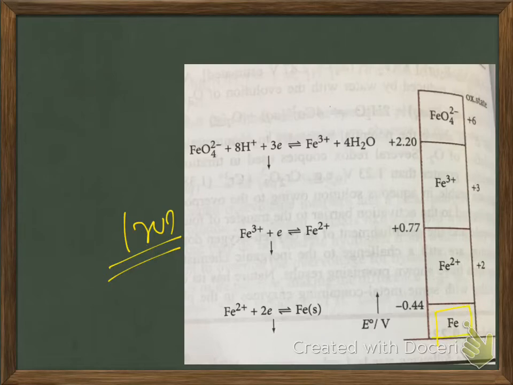Fe, Fe2 plus, Fe3 plus, FeO4 2 minus in the increasing order of oxidation number 0, plus 2, plus 3 and plus 6, and their potentials are also written in the increasing order, starting from minus 0.44. So at minus 0.44, Fe and Fe2 plus are in equilibrium. At 0.77, Fe3 plus and Fe2 plus are in equilibrium. At 2.2, these two systems are in equilibrium.